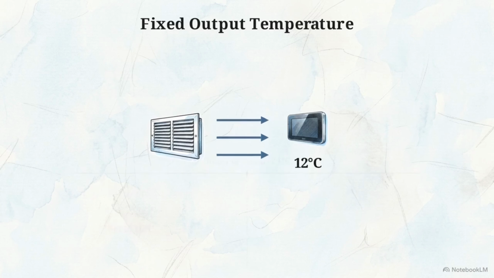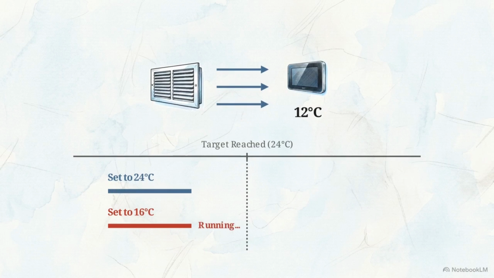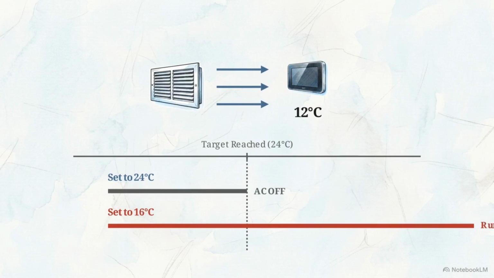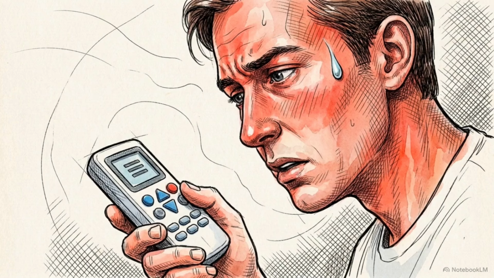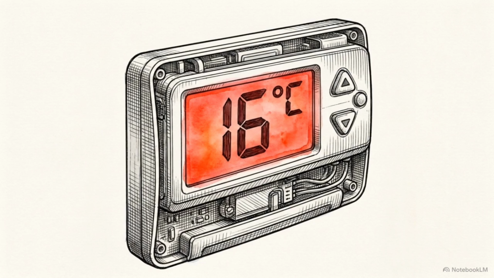Air constantly blows out at 10 to 14 degrees. Setting it to 16 just commands the machine to never stop running, which brings up a strange contradiction. If human nature constantly pushes us to demand faster, colder cooling, why did engineers hardwire almost every AC unit in the world to stop exactly at 16 degrees? Why not 10 or even 0?